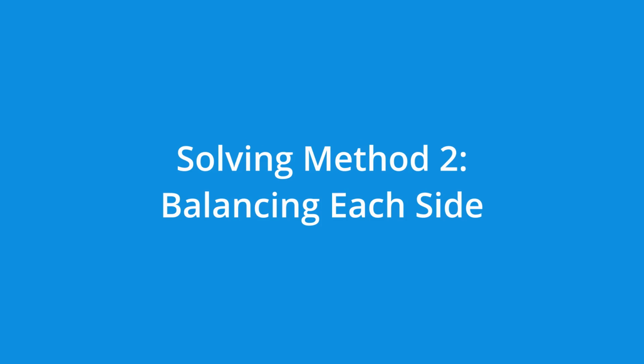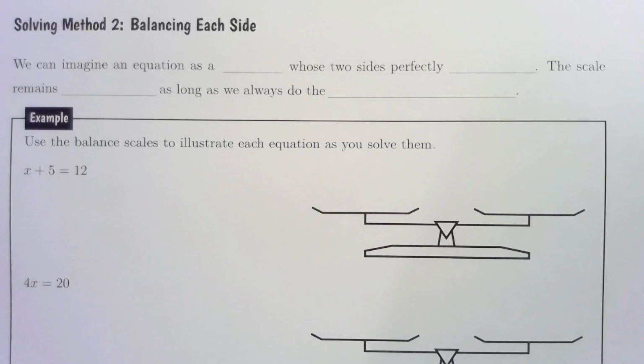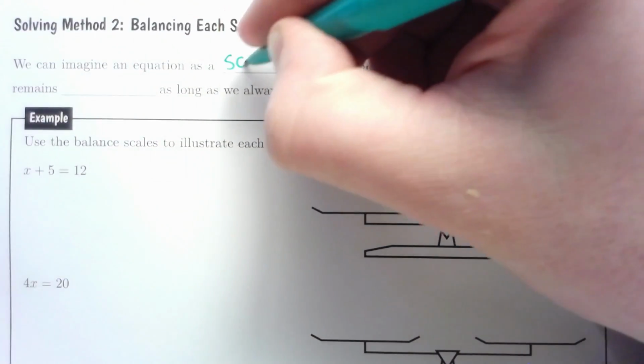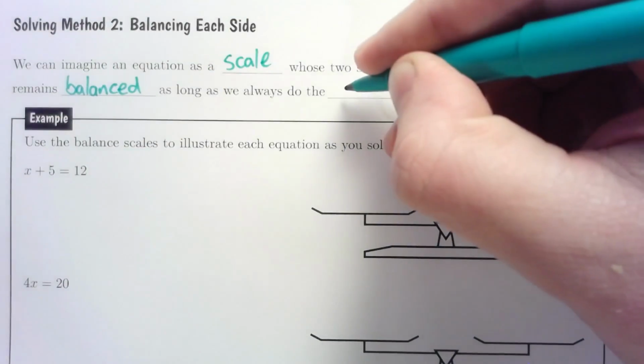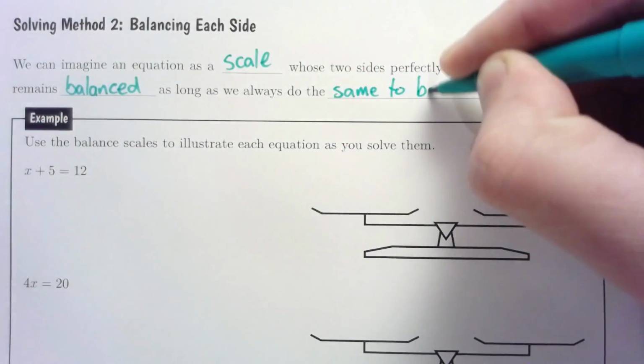Solving method 2. Balancing each side. We can imagine an equation as a scale whose two sides perfectly balance. The scale remains balanced as long as we always do the same to both sides.